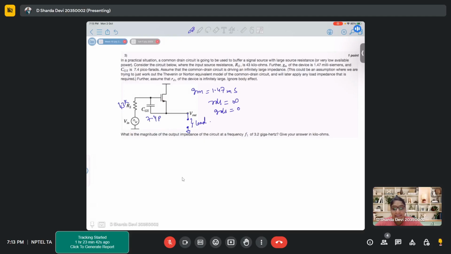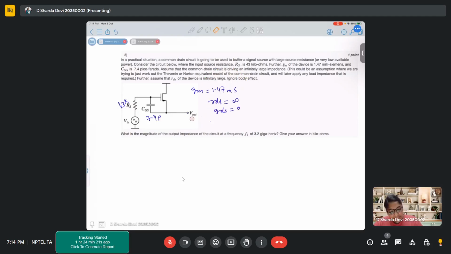Okay. Any ideas? How would we approach this? Anything coming to your mind? Finally, we want to find the output impedance. Since it is an impedance, there will definitely be a capacitive component, and the capacitor is already there. In that component, you will fit in the frequency and get the value. But where to start? No ideas? Nothing coming to mind?